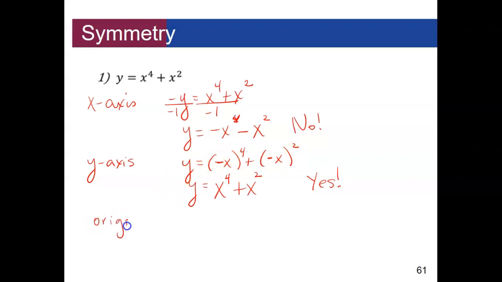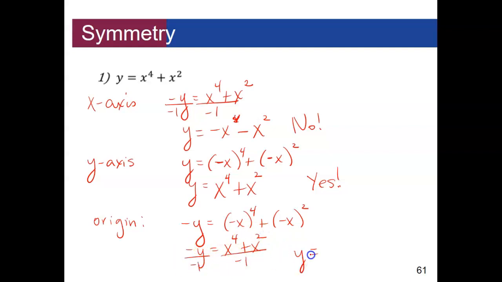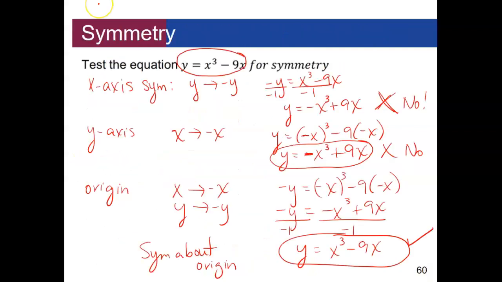And then origin, if you put in both substitutions, negative y for y and negative x for x, simplify. By the same process, this will be an x to the fourth and an x squared. We'll need to divide by negative 1, and so we're going to get y equals negative x to the fourth minus x squared, and that does not match with the original. So we do not have that type of symmetry. So y-axis is the only type of symmetry that this has.